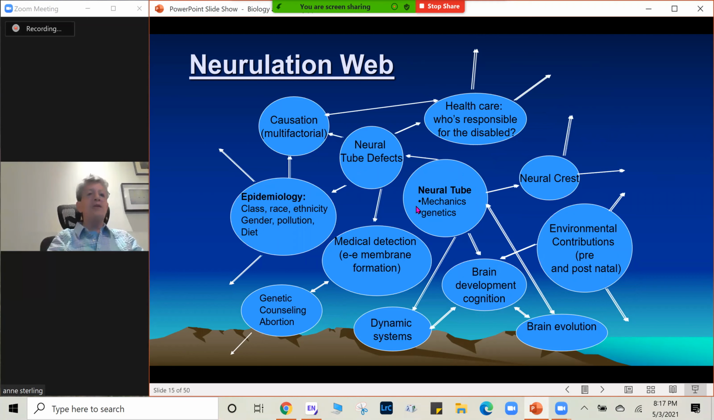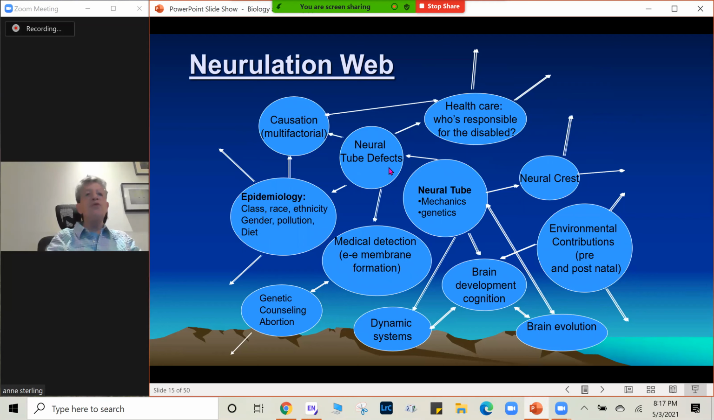What are the mechanics of how it forms, and what are the genetics involved with it? And the neural tube, for those of you who have not had an embryology course, is the basis. The formation of the neural tube is the basic structure that leads to the development of the central nervous system, or the brain and spinal cord. So again, you have all of these different things that might be related to it.